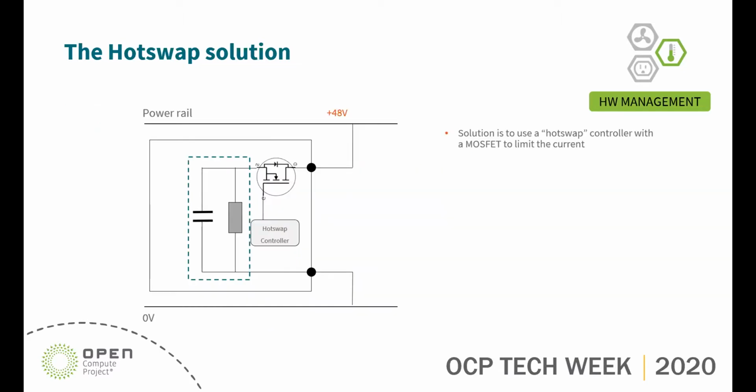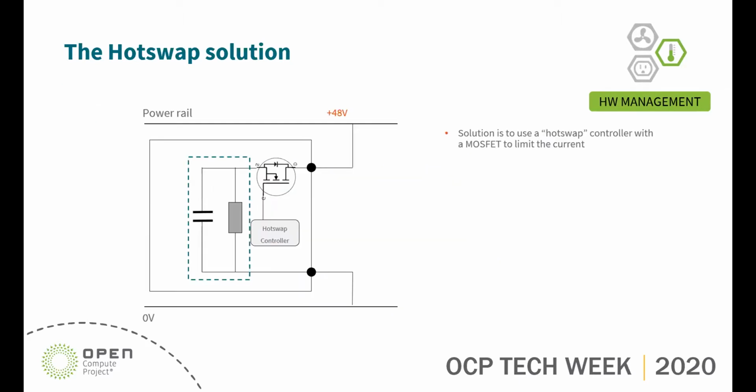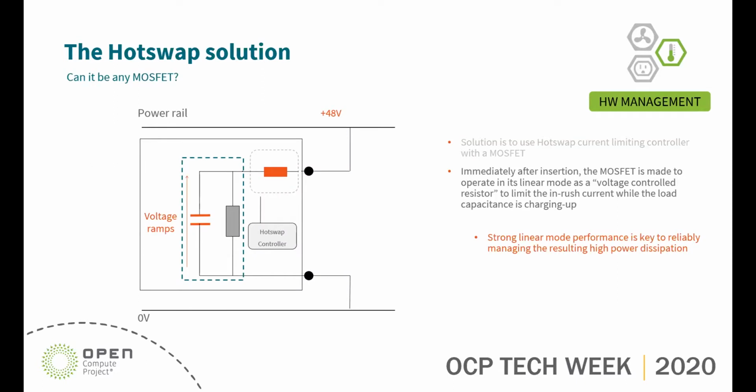Again, the solution is the controller with the MOSFET. If you pay attention to the position of the MOSFET here, it actually sits between the input supply and the load. It goes to show the importance of this position as a bridge between the supply and the rest of the loads. Now, the solution, as I said, is a controller that uses a MOSFET.